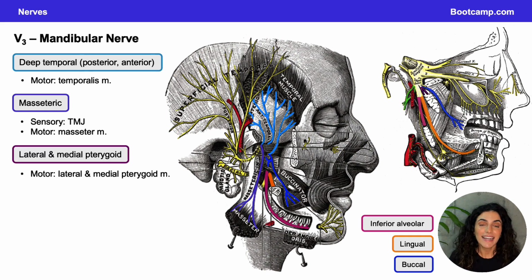Lastly, we have the lateral and medial pterygoid nerves here that are very, very small branches that are going to be coming off that mandibular nerve to go and innervate the medial and lateral pterygoid muscles, which are also two other muscles of mastication.